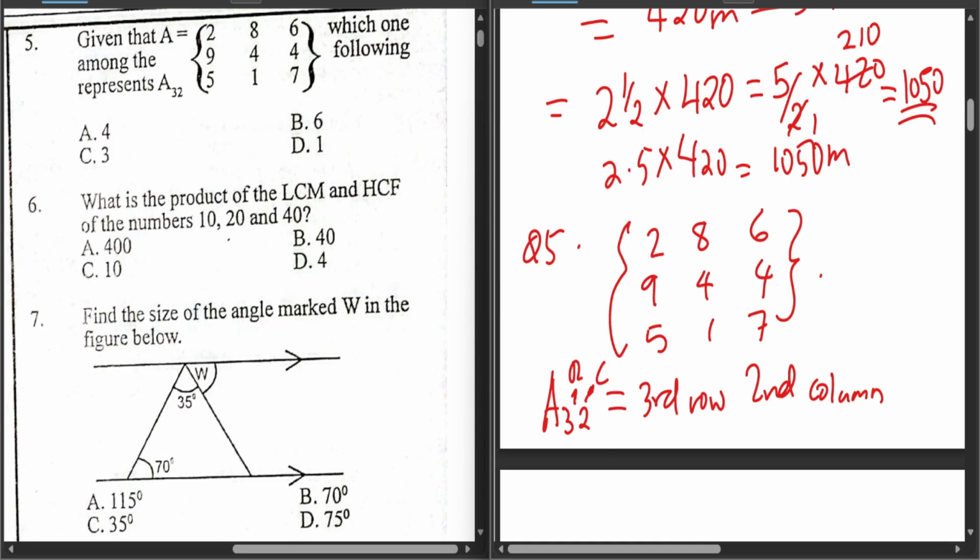So which number is in the third row? Let's see. First row, second row, third row. That is not row, sorry, that's column. This is first row, second row, third row, but second column. This is first column, second column. So which one is this? Is this one. So yeah, your answer should be 1, because 1 is in the third row, second column.